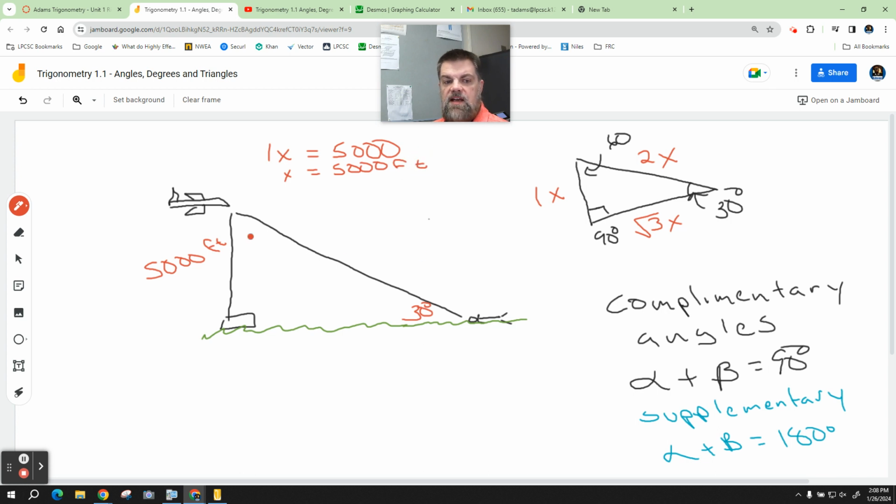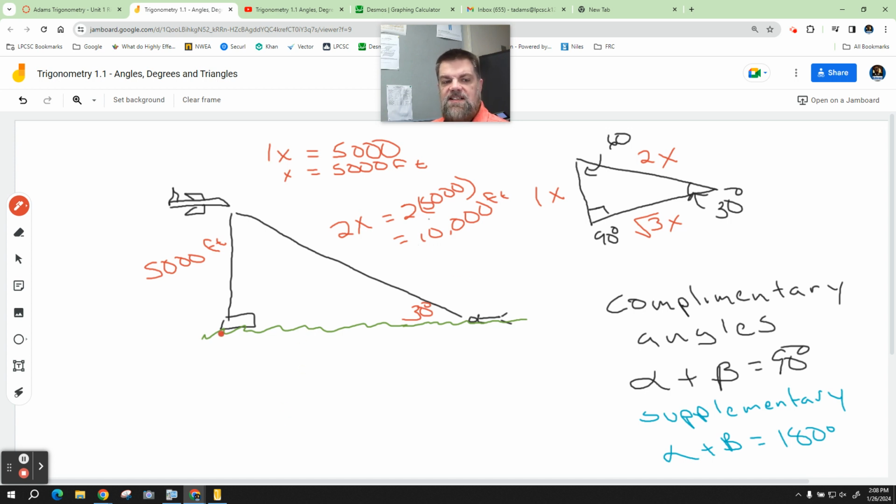What's the length right here of the hypotenuse? 10,000. How did you get that? So remember, the ratio is 2x, so this is going to be 2 times 5,000 feet, which is equal to 10,000 feet. So from me laying down on the ground looking up, the airplane at that instant in time is 10,000 feet away from me. About 2 miles, almost 2 miles.